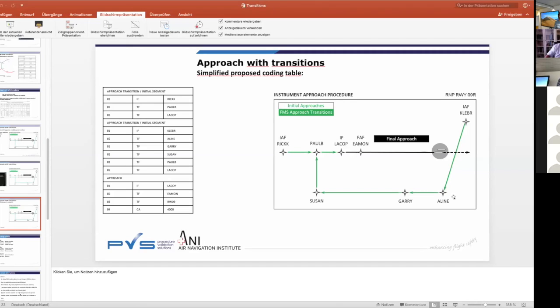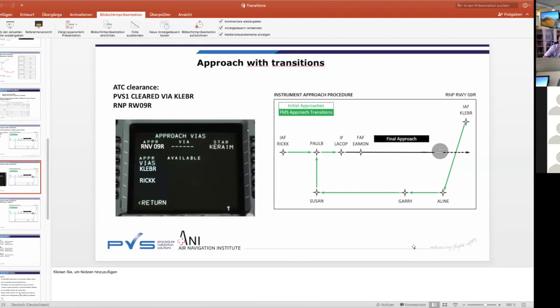From Eurocontrol, do you hear me? Yeah. I have a question regarding the previous slide, slide 13. He asked: why is there PVS1 in the clearance? He was asking what PVS1 in the clearance means. This is just the call sign of the aircraft.